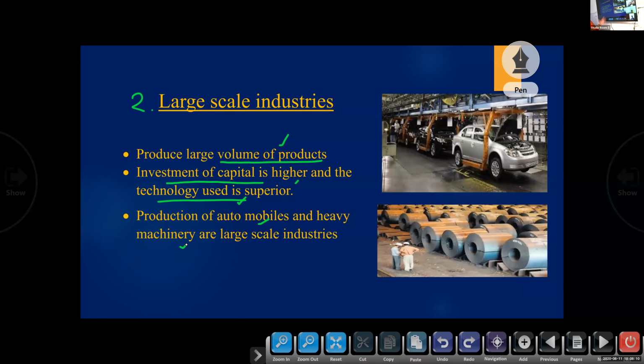Clear? Automobile, the production of cars, is an example of large scale industry. Other examples, if you want to note down, you can note down: cement industry, aircraft industry, shipbuilding industry, steel and iron industry. All are examples of large scale industries. Clear?